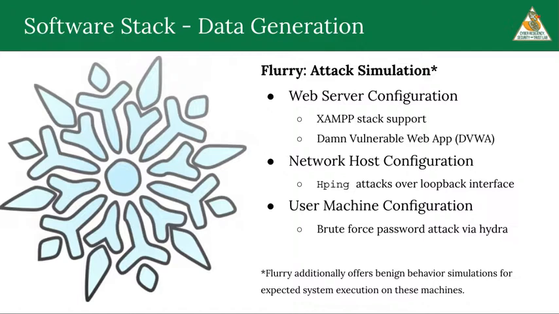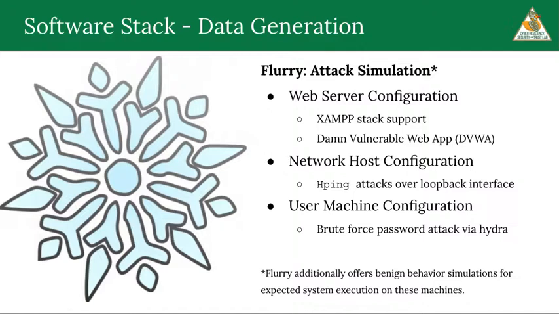So Flurry comes with some scripts that you can go ahead and run. These are common attacks, things that you would likely see in the wild, things like cross-site scripting, SQL injection on web servers. We also have some network attacks like simulated DDoS and data exfiltration. And then we have some user attacks like brute force password. And for each of these attacks, we divide them into what we imagine the Flurry VM is representing. So things like a web server, or a computer on a network host, or just a regular user machine.